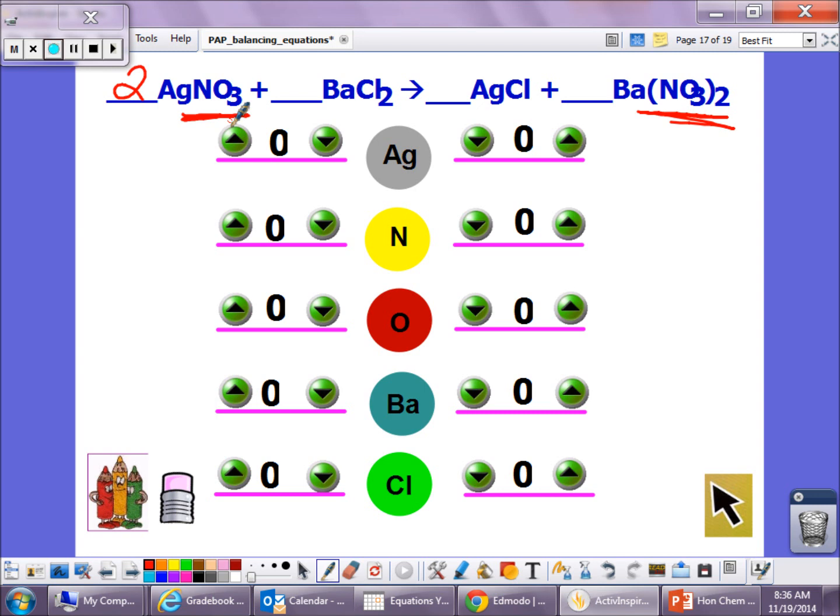Okay, now let me see. Silver appears only once on both sides, so I'm going with silver. 2 silver here, 1 silver here. No choice but to put a 2 right here. Let me go with chlorine. Barium 1 here, barium 1 here. Chlorine 2, chlorine 2. Always go back and double check to make sure it is right.